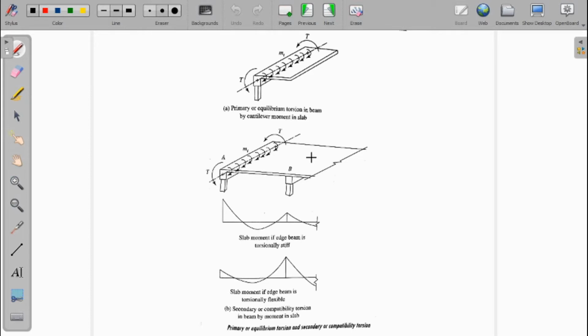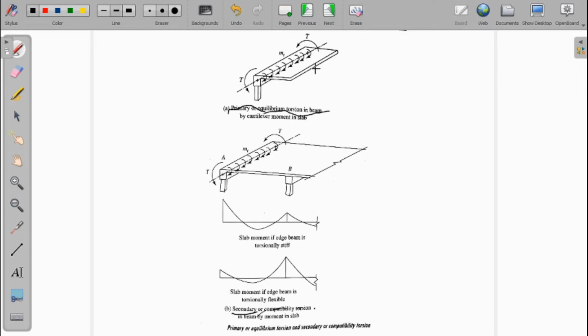Before that, let me tell you that there are 2 types of torsional moments. One is called statically determinate or equilibrium torsion, or in some books you will find it called primary torsion. You can see here, this is called primary or equilibrium torsion in a beam, and this is called secondary or compatibility torsion.